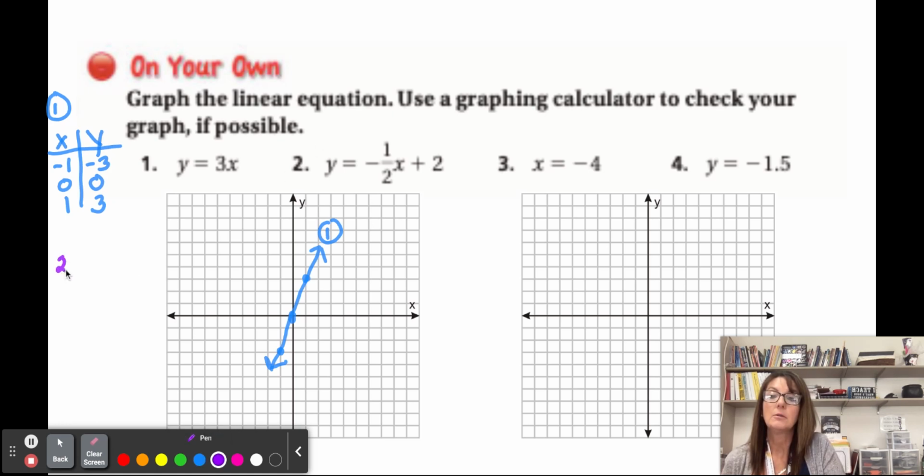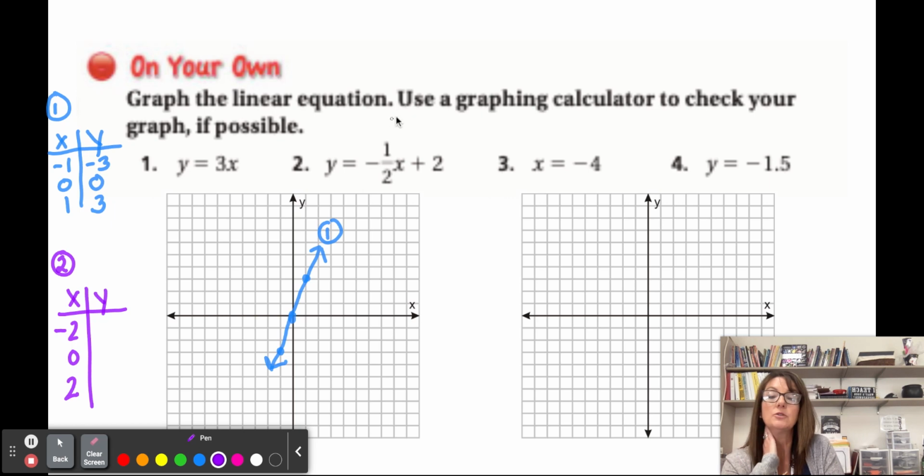I'll make another table over here for problem number 2, x and y, and here's where we want to be a little more selective. I could use 1 and -1, but notice that I have a denominator of 2. Anytime I have a fractional coefficient here for x, it would be so much better if I could clear the fraction, and by clearing the fraction, I use multiples of the denominator. I'm going to go ahead and use 2, but I could use 4, I could use 6, I could use 8, anything that would clear that fraction. So I'll just go ahead and use -2, 0, and 2.